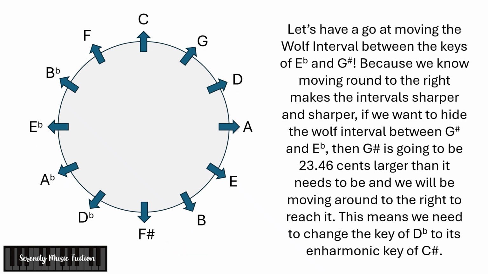Let's have a go at moving the wolf interval between the keys of E flat and G sharp, because we know moving round to the right makes the interval sharper and sharper. If we want to hide the wolf interval between G sharp and E flat, then G sharp is going to be 23.46 cents larger than it needs to be, and we will be moving around to the right to reach it. This means we need to change the key of D flat to its enharmonic key of C sharp.